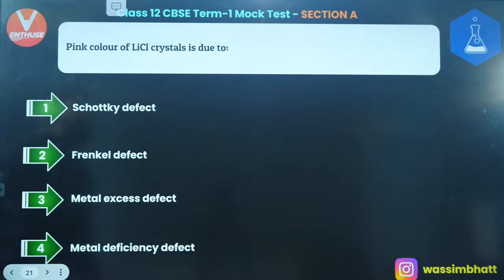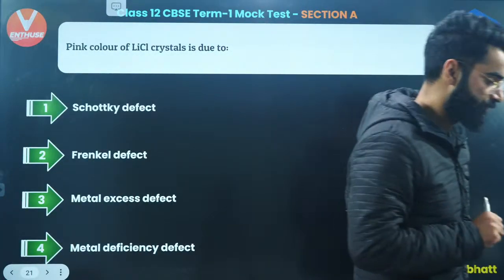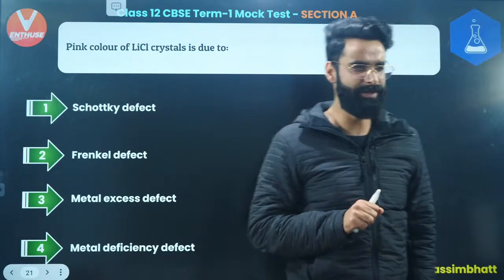Pink color of LiCl crystal is due to. Color in the crystal is due to. What do you think about this?